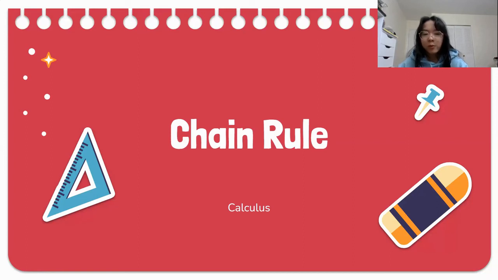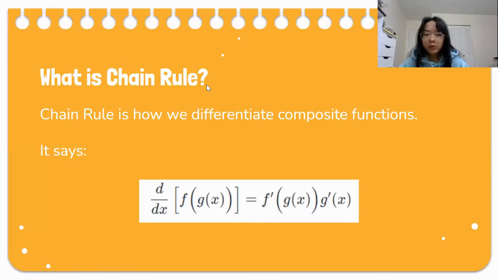This video will be about chain rule for derivatives in calculus. What is chain rule? Chain rule is how we differentiate composite functions. It says the derivative of f of g of x is equal to the derivative of f, g of x, times the derivative of g of x.